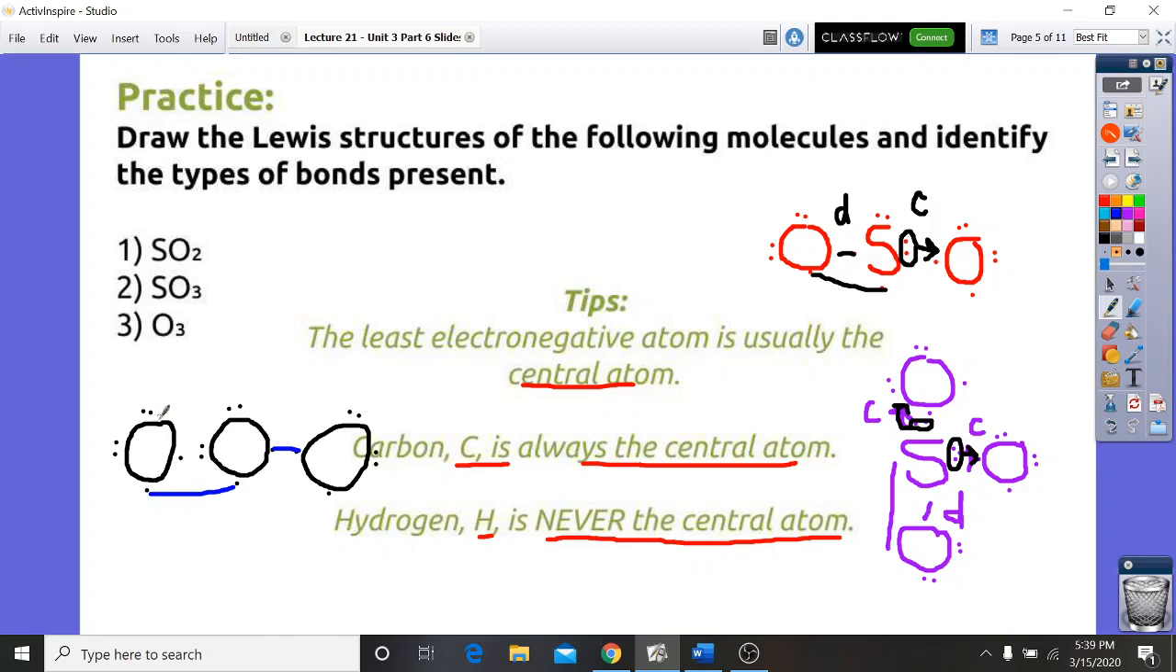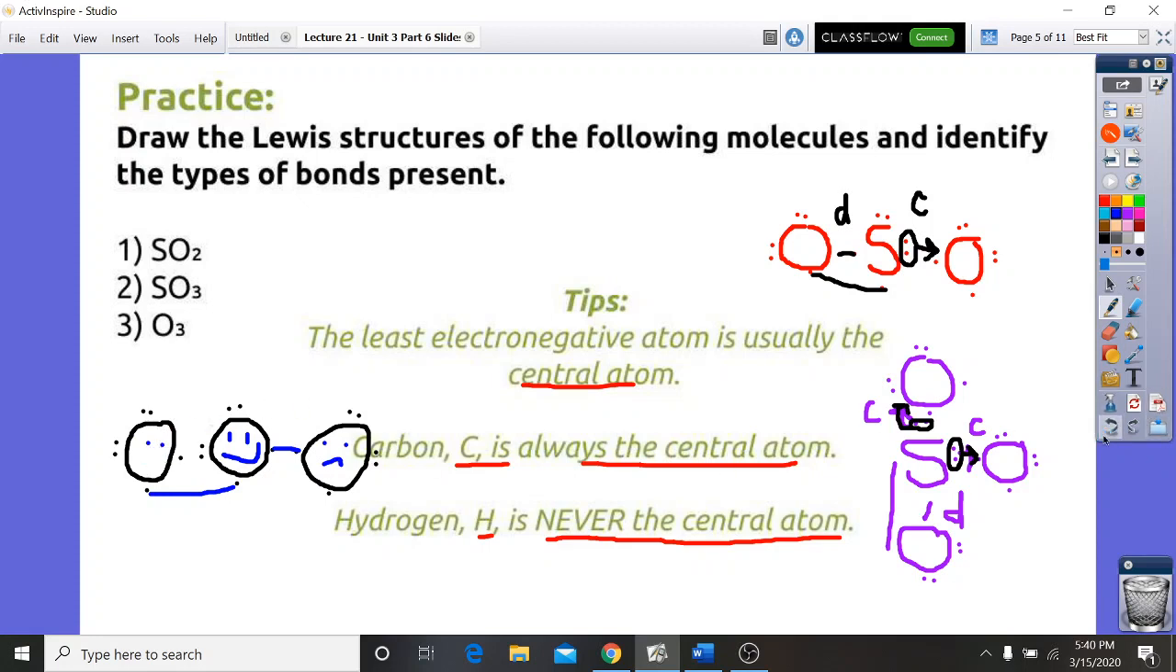Exactly. All the oxygens on the side here are not complete. The central atom has 1, 2, 3, 4, 5, 6, 7, 8. So the central atom is like, I'm good. Okay, that's a smile. And these side oxygens are not happy. 1, 2, 3, 4, 5, 6, 7 only. This one has 7 only. 1, 2, 3, 4, 5, 6, 7 only. Oh no. These oxygens are not happy.